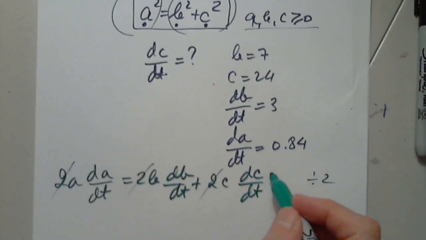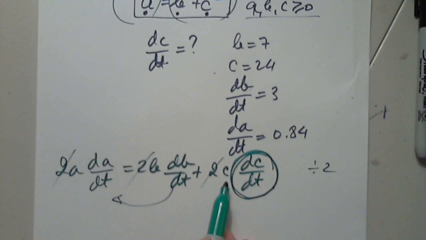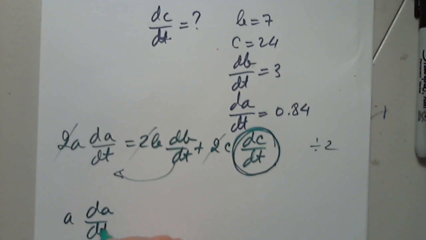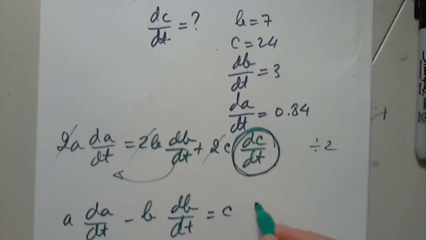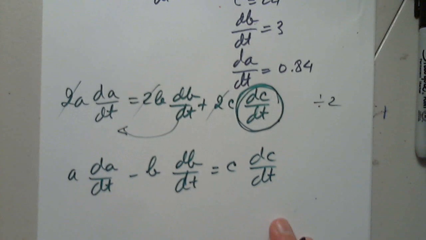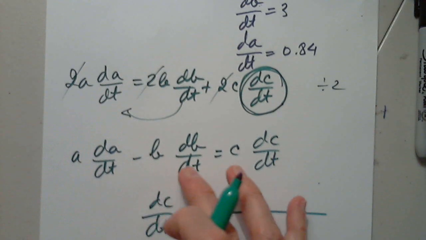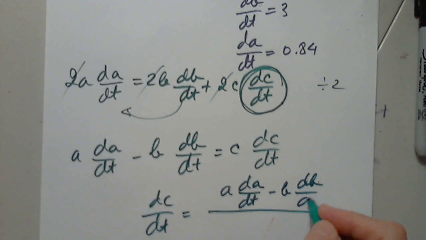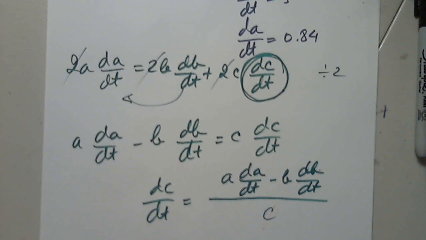I'm asked to find dc over dt, so this is my variable. I'm going to move this term to the other side and divide everything by c, step by step. So I have A dA over dt minus B dB over dt equals C dc over dt. In order to find dc over dt, I have all this over c. So A dA over dt minus B dB over dt, divided by c. Once I have this, it's all done, because now I'm given all the information to plug in.